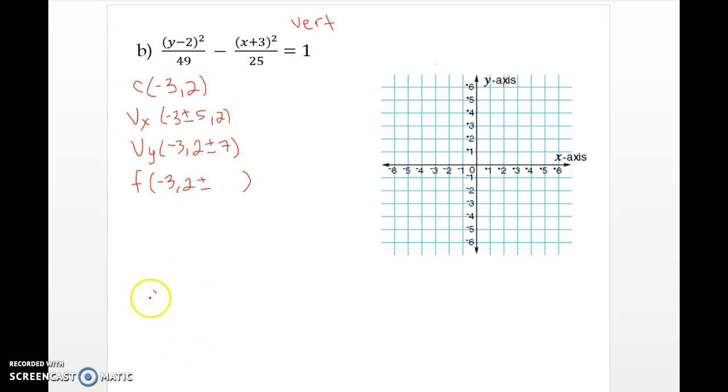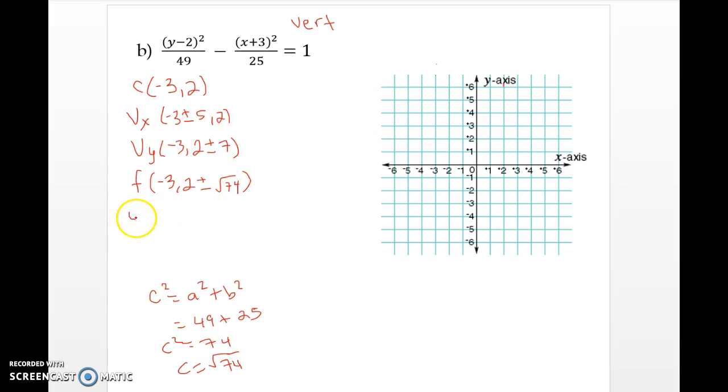Your foci, we're going to add and subtract c to the y part because it's vertical. I have to find c, and c squared equals a squared plus b squared, which is 49 plus 25, which is 74. So c equals square root of 74. We cannot reduce that, so I'm just going to leave it as root 74. And you can write that as a decimal if you'd rather.